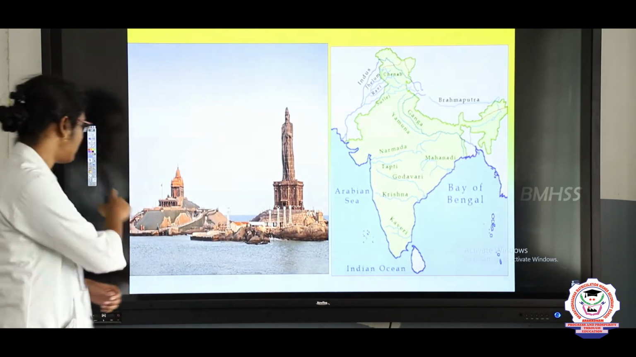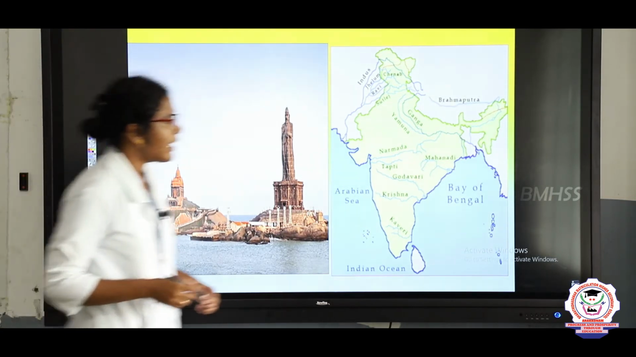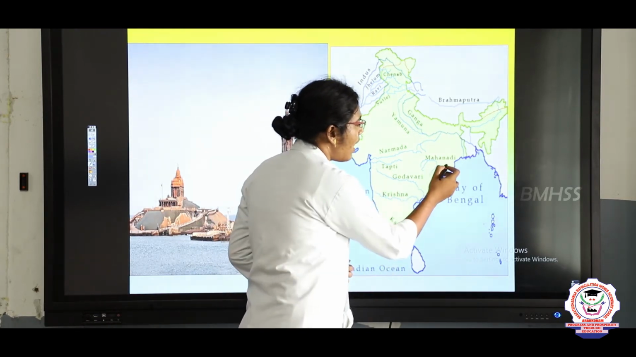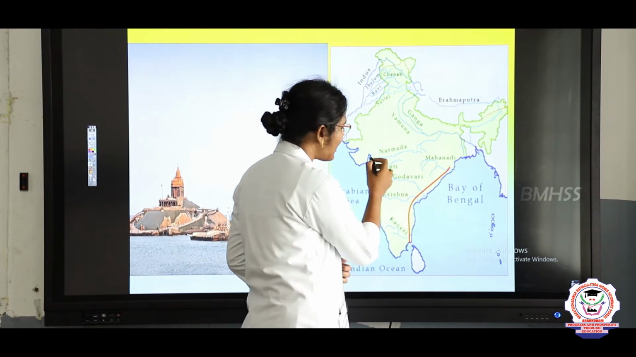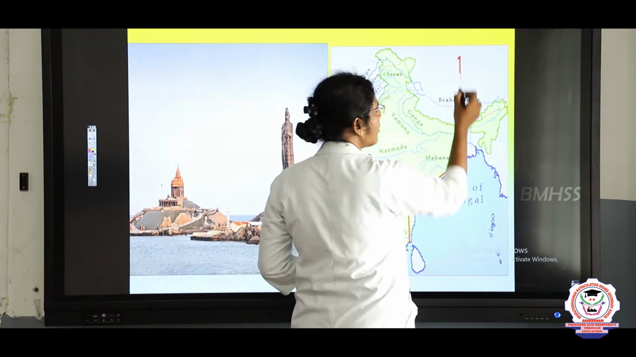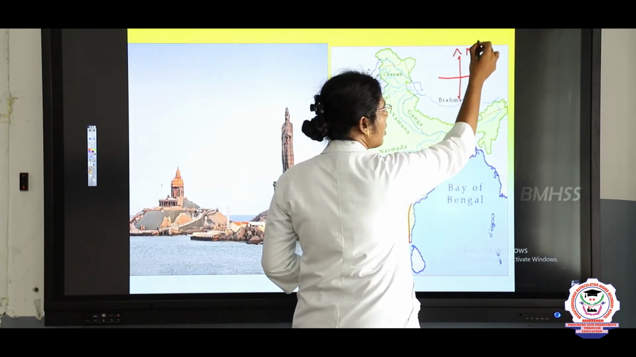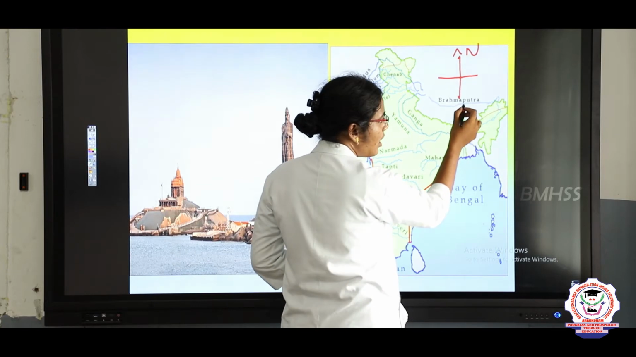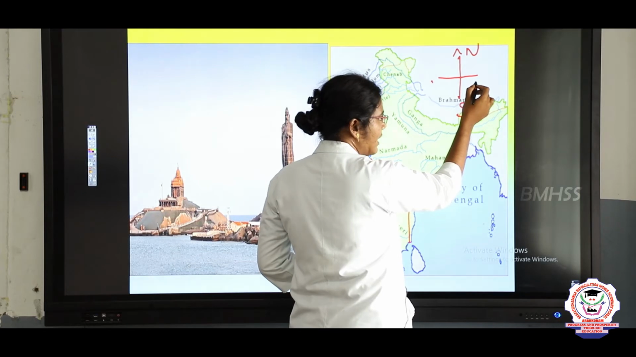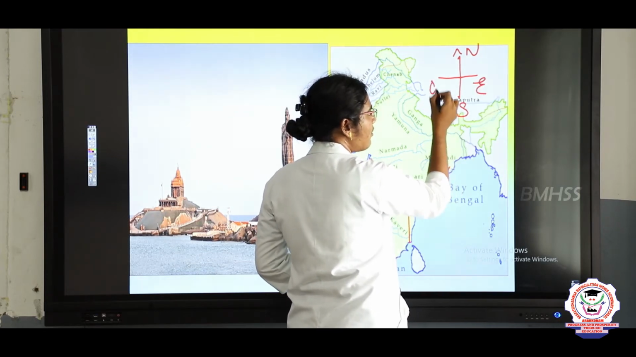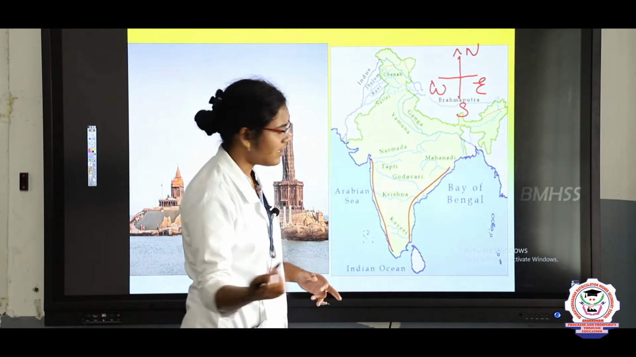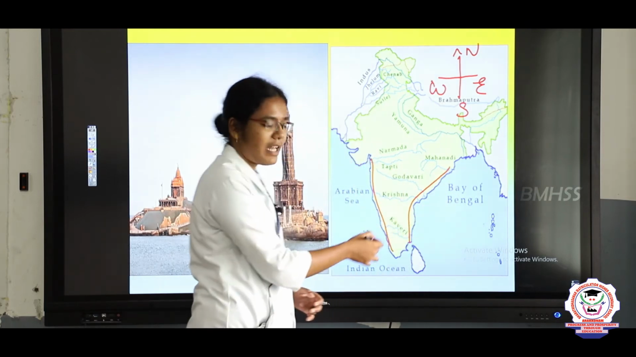Yes, children. Here a strip of land, a narrow stretch of land, extends along the eastern coast as well as the western coast. What is meant by eastern coast and western coast? The top always points north, the bottom points south. To our right is east, to our left is west. So a narrow stretch of land extends along the eastern coast as well as the western coast.